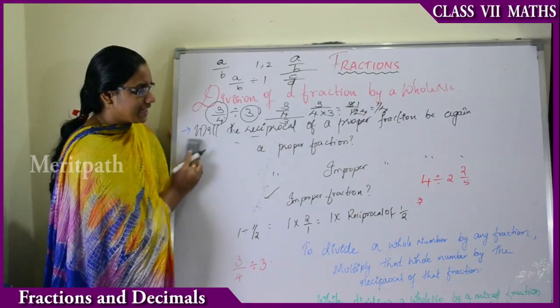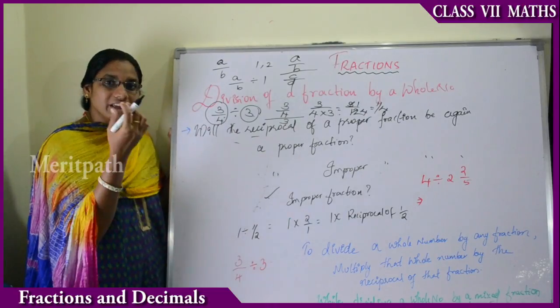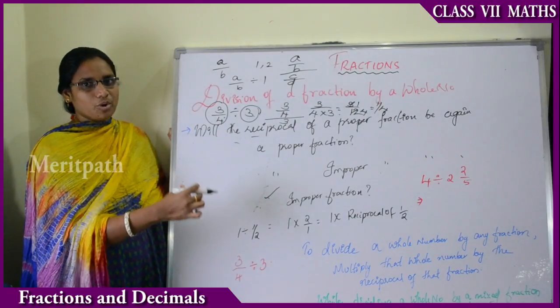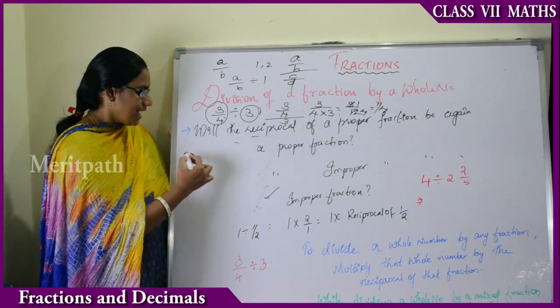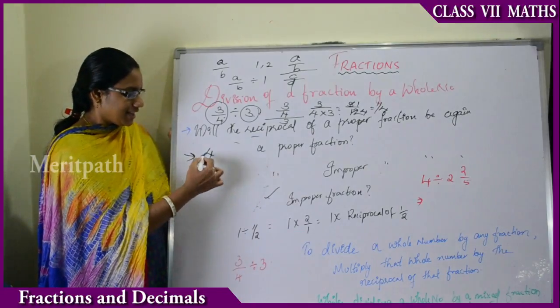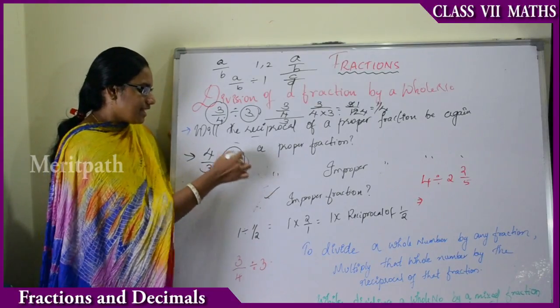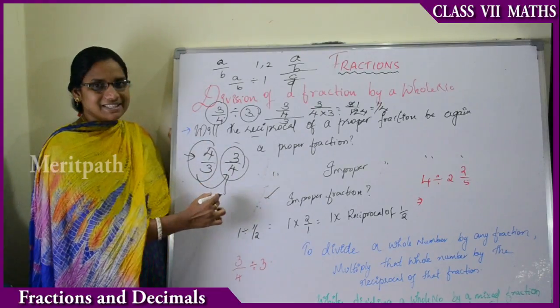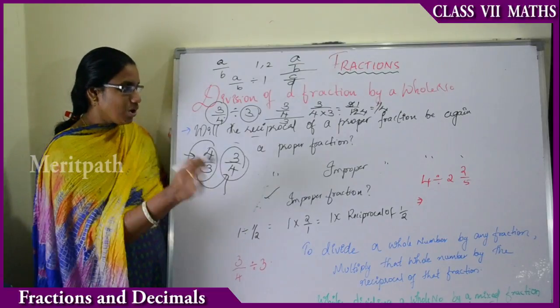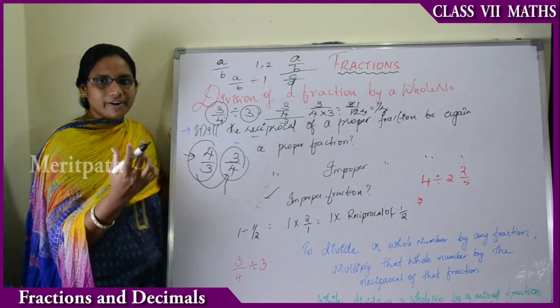And the second question here is, will the reciprocal of an improper fraction be an improper fraction or not? Now I have said, let us take 4 by 3. The reciprocal of 4 by 3 is 3 by 4. So the reciprocal of an improper fraction is a proper fraction. So it is a vice versa or controversial statement.